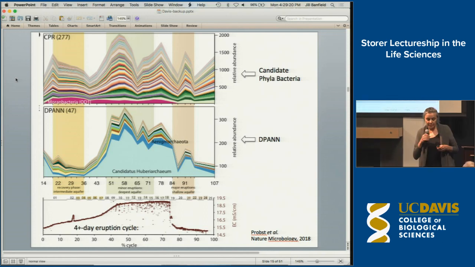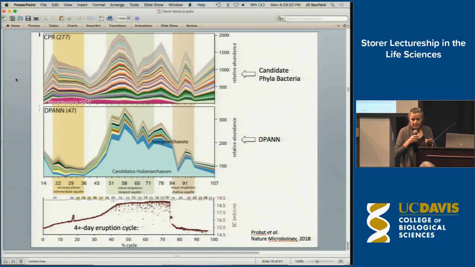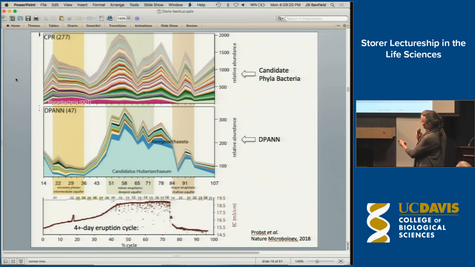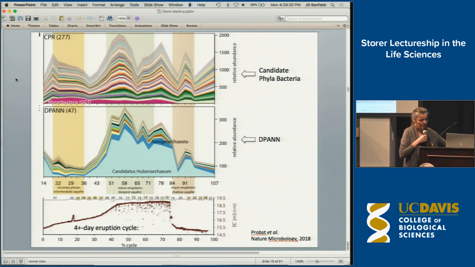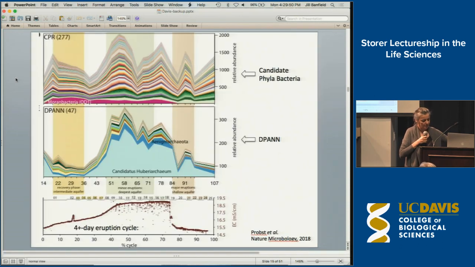And so coming back to the question of where these organisms are originating, we find that during the eruption cycle, which is plotted on the timescale here, this is the same timescale, this period of high abundance of DPAN correlates with accessing water from the deepest aquifer. So these organisms are living in the deepest part of the subsurface that we've been able to sample, highly enriched in the fluid erupted at that time. I want to go back here one second.